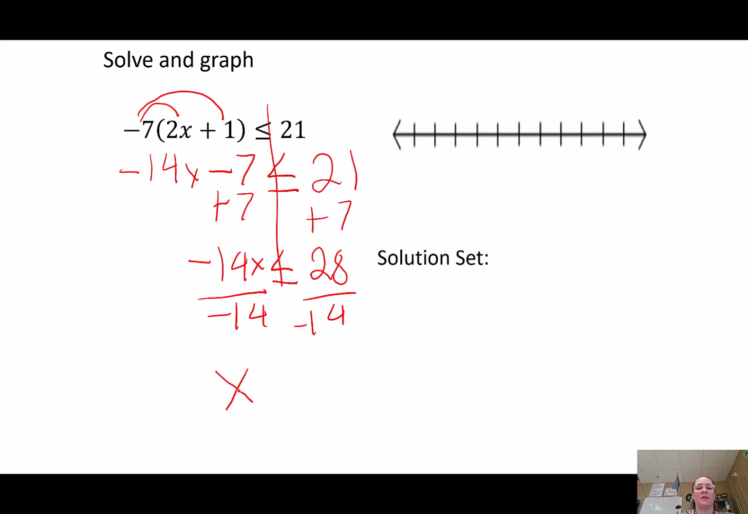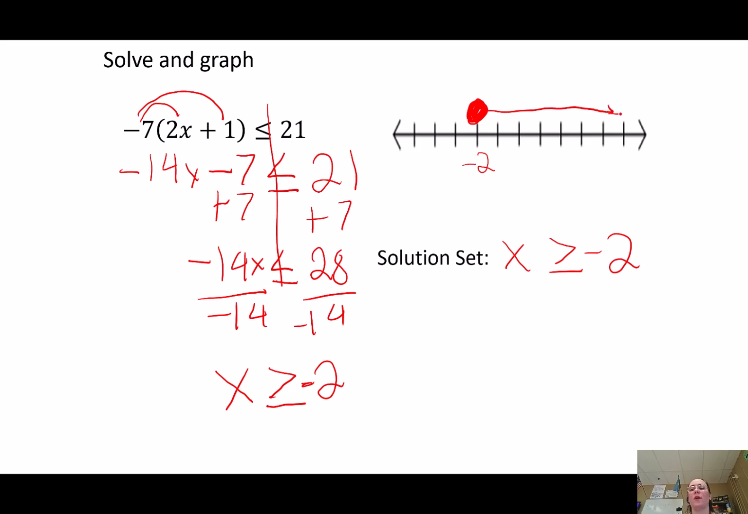So x, since I divided by a negative, is greater than or equal to... sorry, negative 2. So my solution is x is greater than or equal to negative 2. So are we going to have an open or closed circle? Well, since it's equal to, I have a closed circle. And I'm shading to the right because it's greater than.